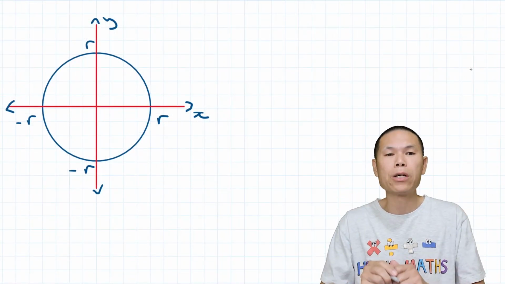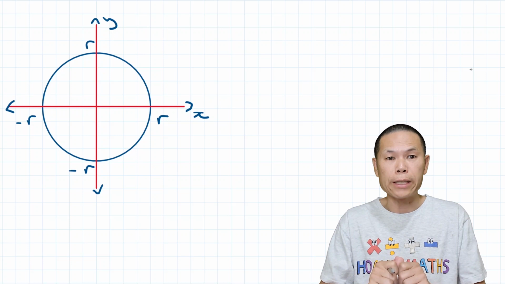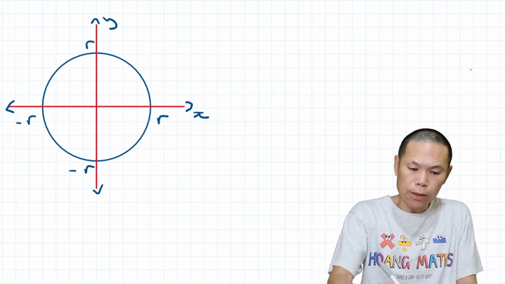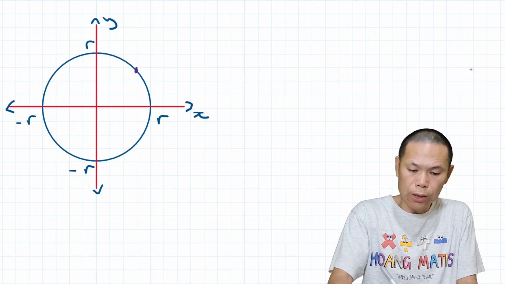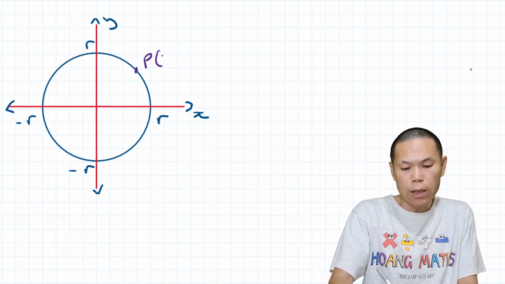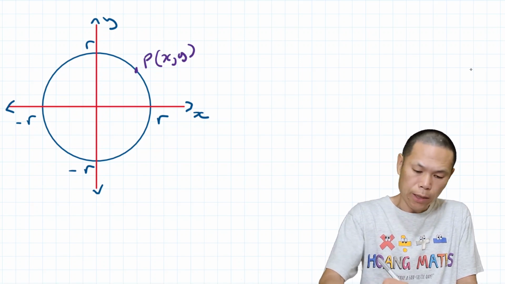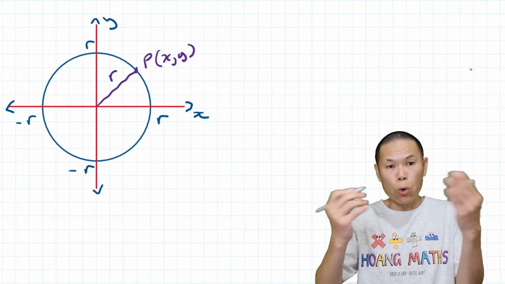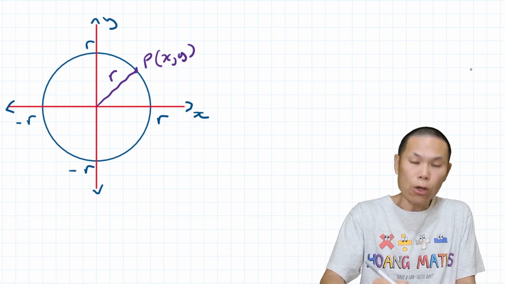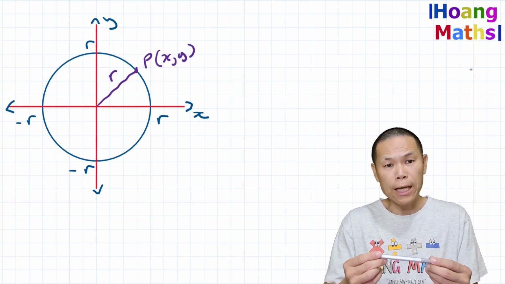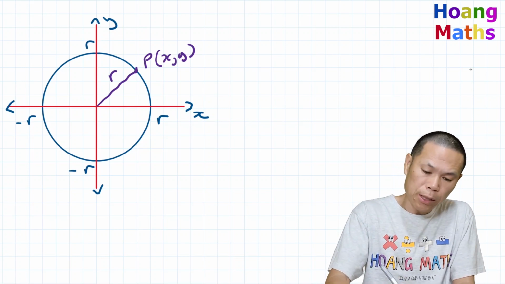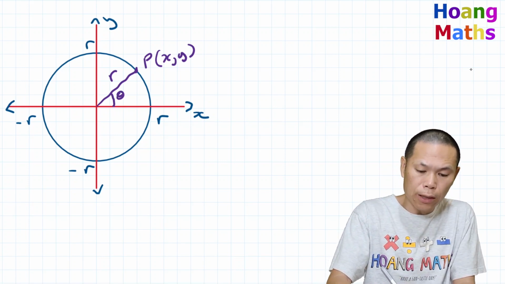Let's say we have a circle with a radius of r and P is a point along the circle. Let's say this is point P, with coordinates x and y, and this is the radius. Of course, the angle theta is always measured from the positive x-axis and it goes anti-clockwise. So that means this is theta.